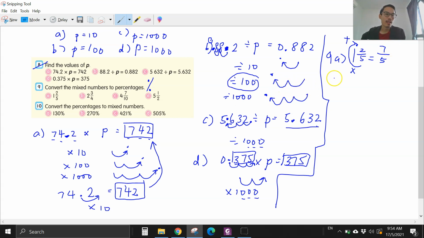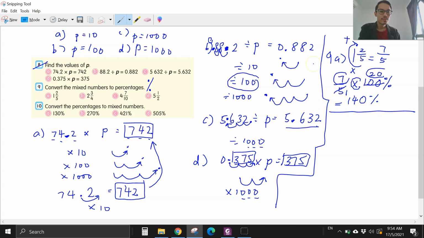Okay, and then 7/5 ini nak tukar ke peratus, darab 100%. Okay, so bahagi, pemudahkan, bagi 5 1, bagi 5 20. So 7 times 20 is 140%. Okay, now let's look at B.